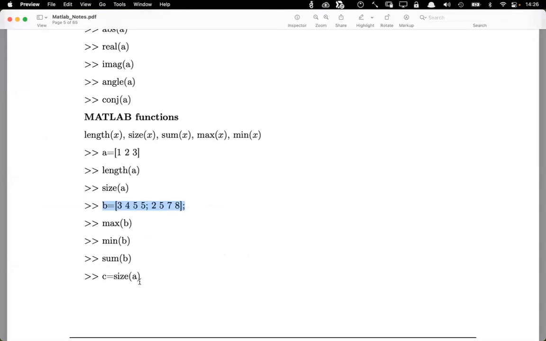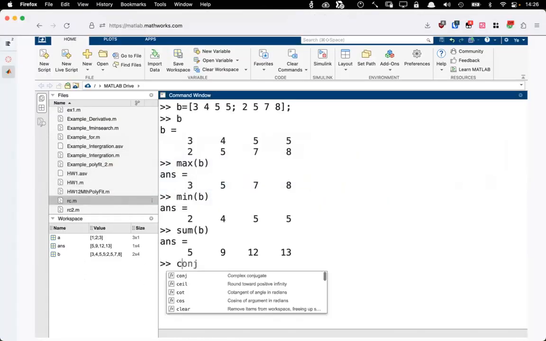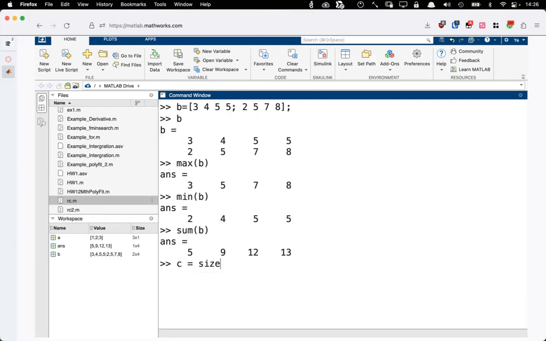The last one, size. So C equals size of B. We did it before: 2 by 4.